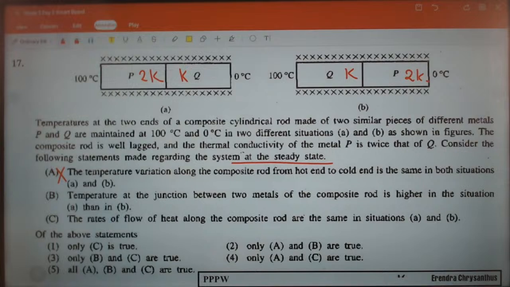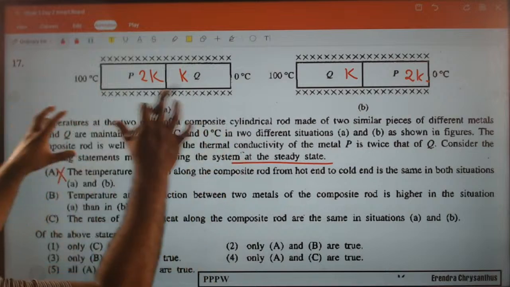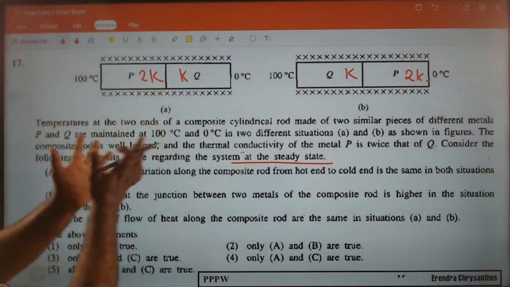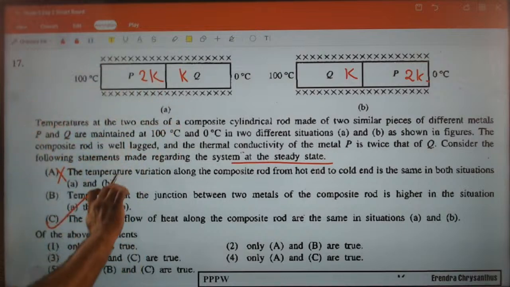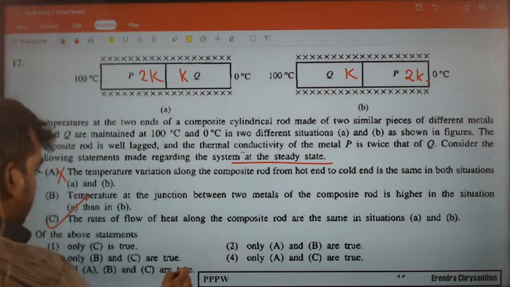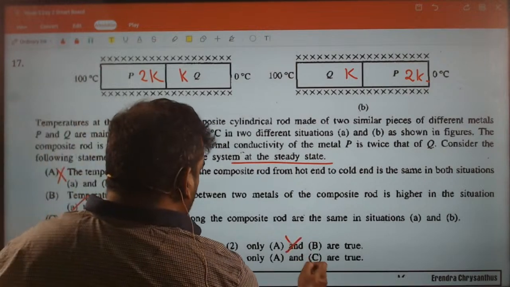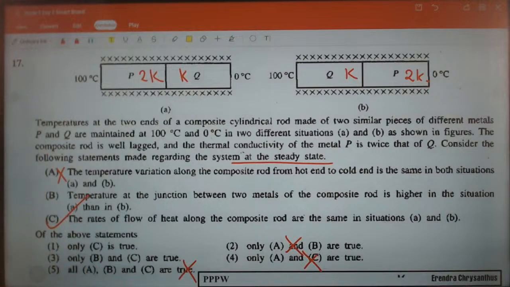The rate of flow of heat along the composite rod is the same, right? So whether you put the front rod, back rod, front and back, effective K is same. So this is correct. C is correct. A is wrong. Let's check and see B and C.